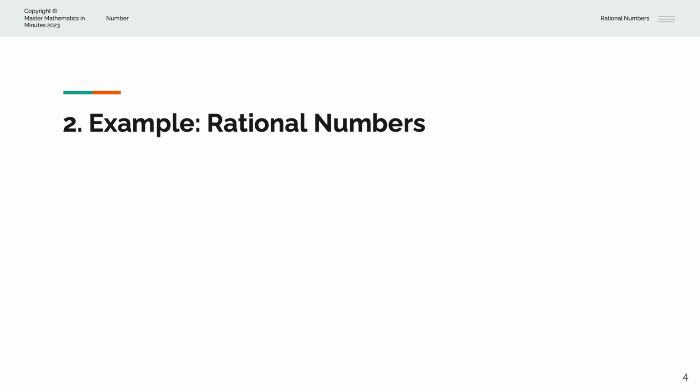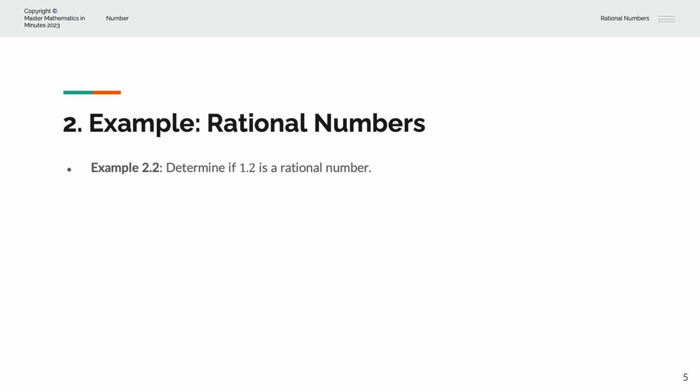In the first example, we're asked to list any three rational numbers. So we have 2 over 3, 5 over 7, and 10 over 9. So essentially, we have integers divided by integers, and that is the definition of a rational number, provided that the denominator is not equal to 0.